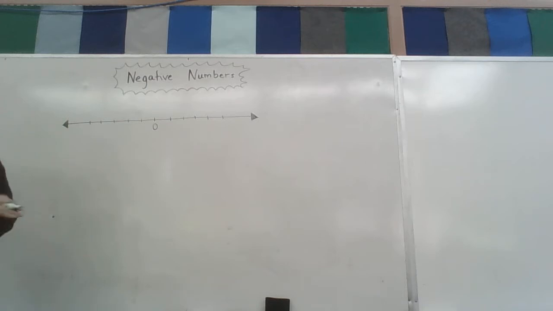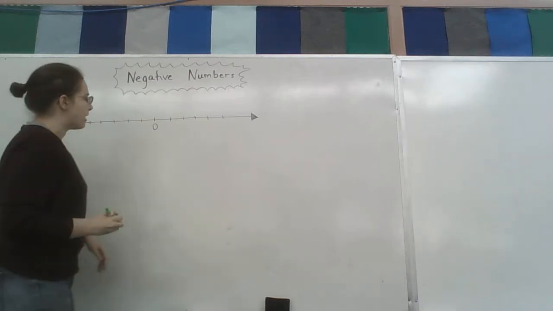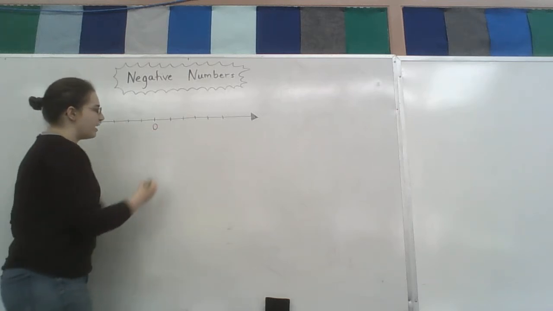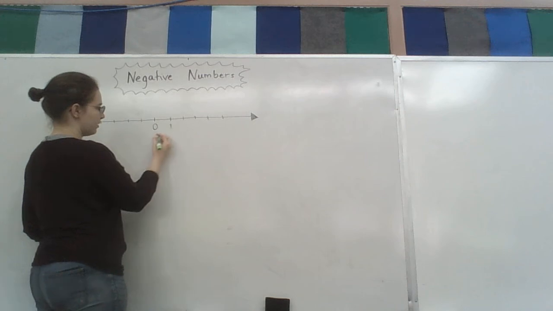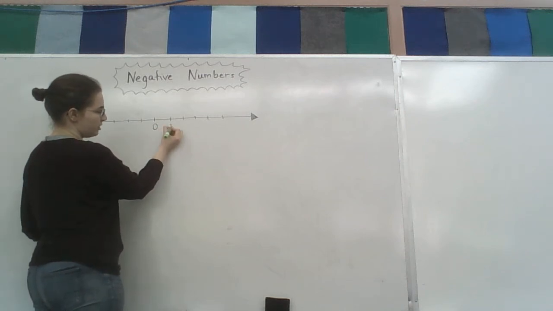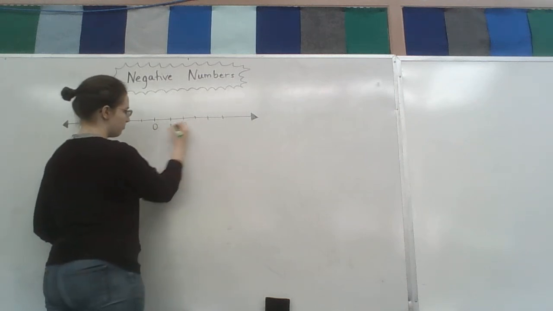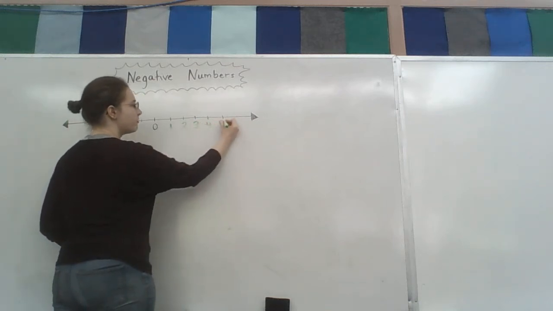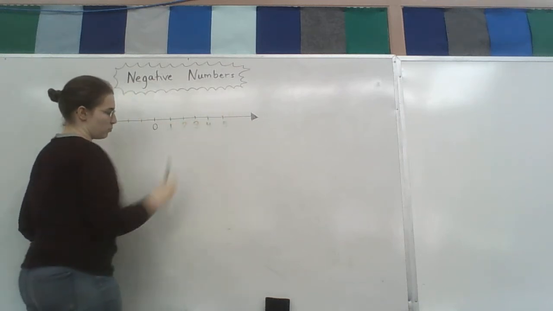So, to start out, let's look at normal old positive numbers. All right, so we've got a number line here. We'll start at our 0, and then we'll put 1 in. That's 1 more than 0. We'll put 2 in. That's 2 more than 0. 3, 4, 5 is 1, 2, 3, 4, 5 more than 0.